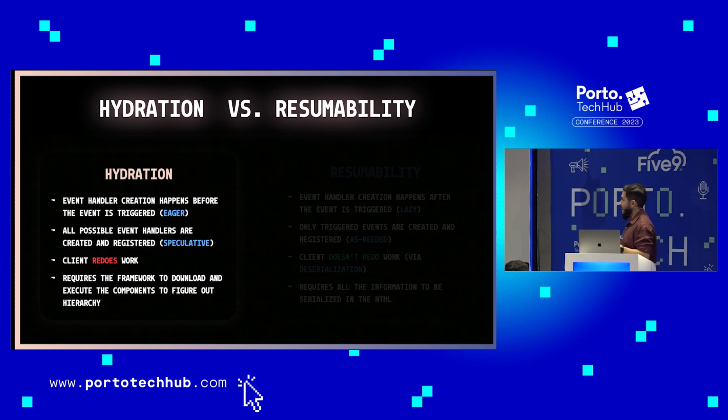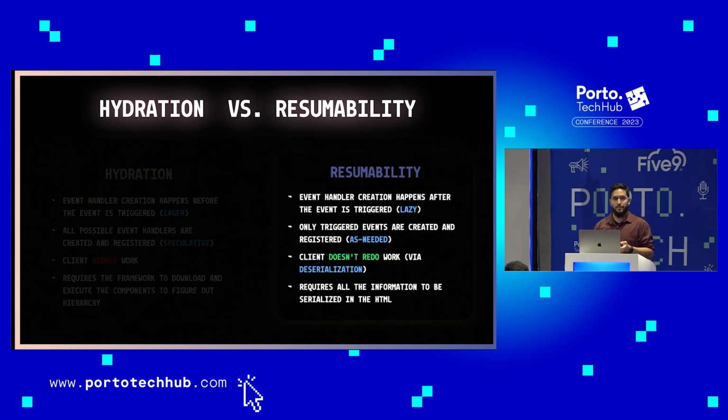In traditional hydration, we have each event handler created before it is even triggered. So that's like an eager approach. Also, all the possible event handlers are created and registered. So it's more like an expectative thing. Not to mention that the client redoes work that happened on the server. And this requires the framework to download and execute the components to figure out their hierarchy. With resumability, we have the opposite. So we have a lazy approach where the event handler creation happens only when it's triggered. And also, only the triggered events are the ones that are created and registered. And you don't have the client redoing the work because you just got a lot of information that is serialized and sent over the wire.